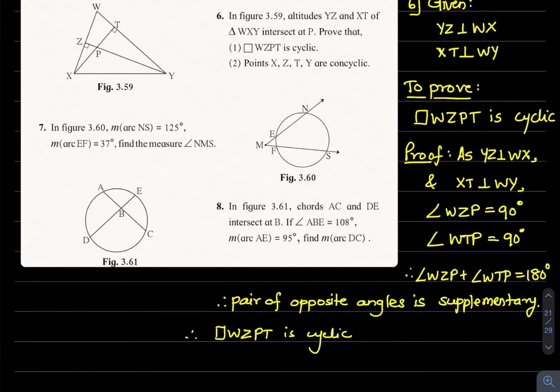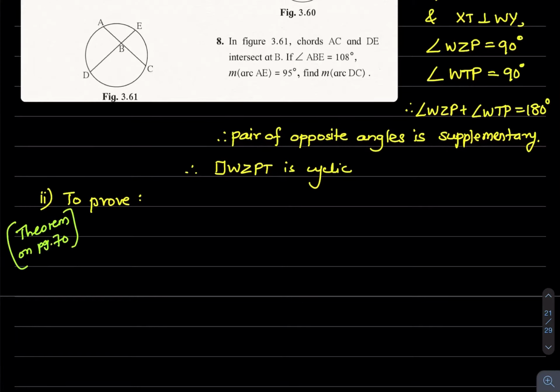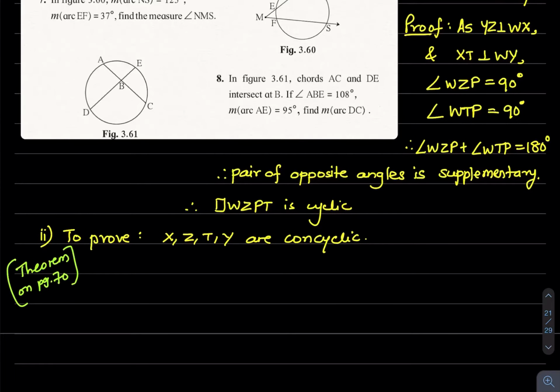Now WZPT is cyclic. So for this question, points X, Z, T, Y are concyclic. This is to be proved now. To prove: X, Z, T, Y are concyclic points. Concyclic means on the same circle, or which can make a cyclic quadrilateral, the vertices of a cyclic quadrilateral. Now here we will use one theorem. So first we will write the statement of that theorem.